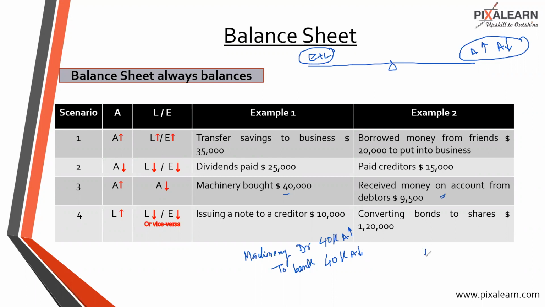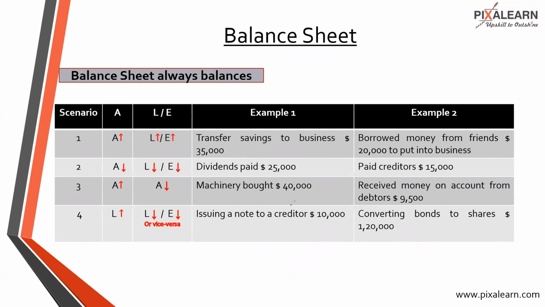Or what if I tell you that I've received some money from my debtors? Same thing. One of my debtors has paid me money. So what's happening? The bank comes in because I've received that money. So $9,500 comes in my bank. And some of the debtors, which was an asset balance for me, paid me. So now I don't have to recover any further money from them. So one asset goes up and the other asset comes down. Again, the balance sheet tallies. The accounting equation holds true.